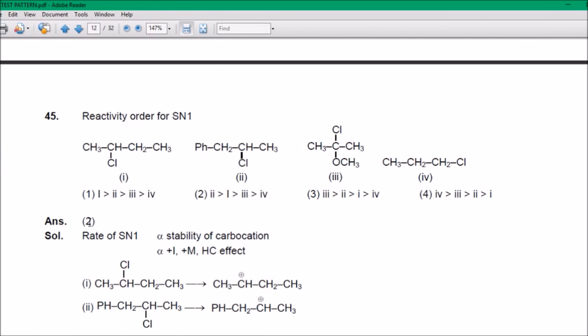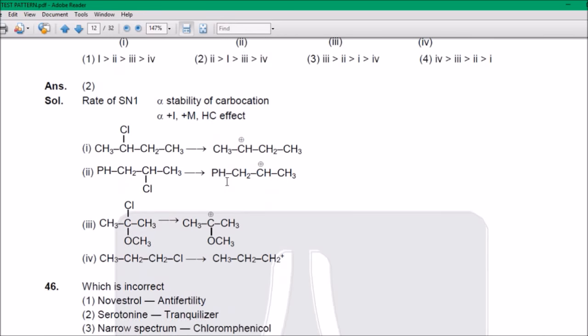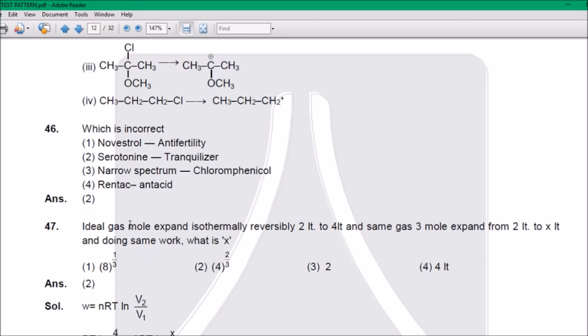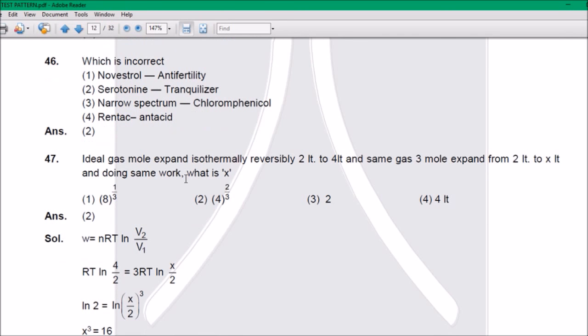45 the answer is 2. This one, I am not explaining it fully. These are very easy questions for SN1 order, SN2 order. You should understand all this. Which is the correct? Okay, the two. Serotonin tranquilizer. Okay, two. And then 47 is ideal gas.